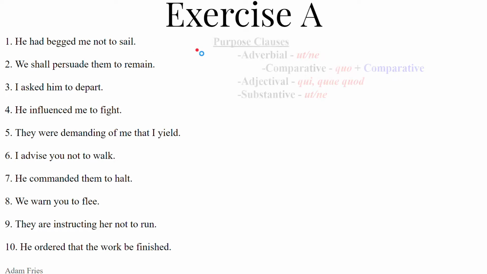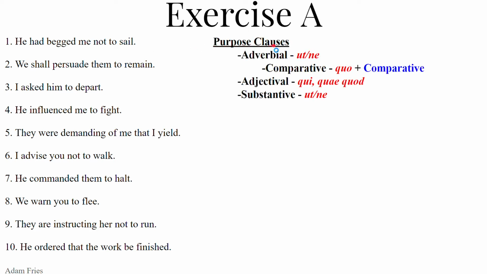As a quick review, purpose clauses. We can have adverbial purpose clauses. These are adverb clauses that explain why, because adverbs tell why. The explanation for why is introduced by ut or ne, and then followed by a verb in the subjunctive. These are dependent subjunctive clauses. If the clause contains a comparative, it will be introduced by quo instead of ut.